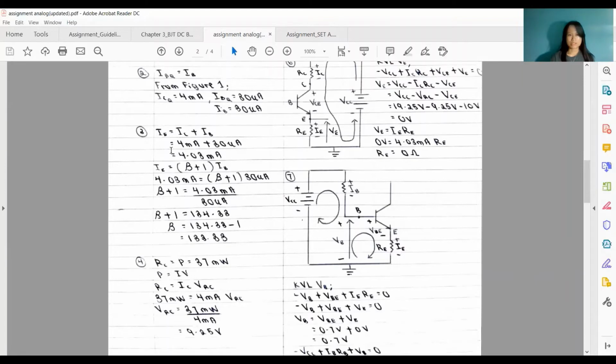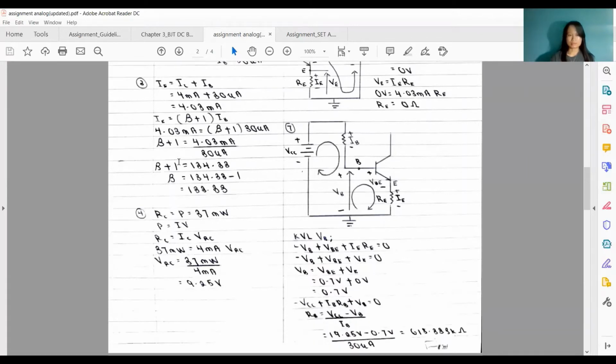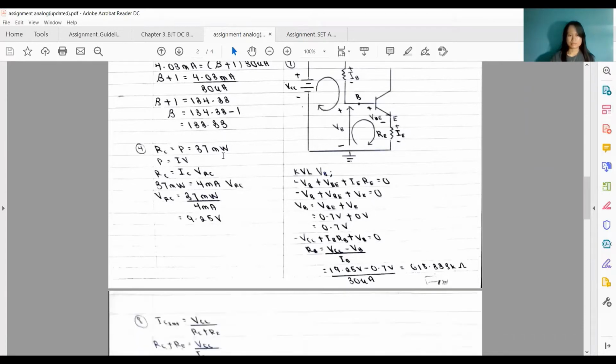As the values of IC and IB are obtained, we can find IE, which the formula is IE equal to IC plus IB, and it will be 4.03 milliampere. And we are also able to find beta, where IE is equal to open bracket beta plus 1 close bracket multiply IB. To find the value of resistor and voltages, I leave it to Alia to explain.